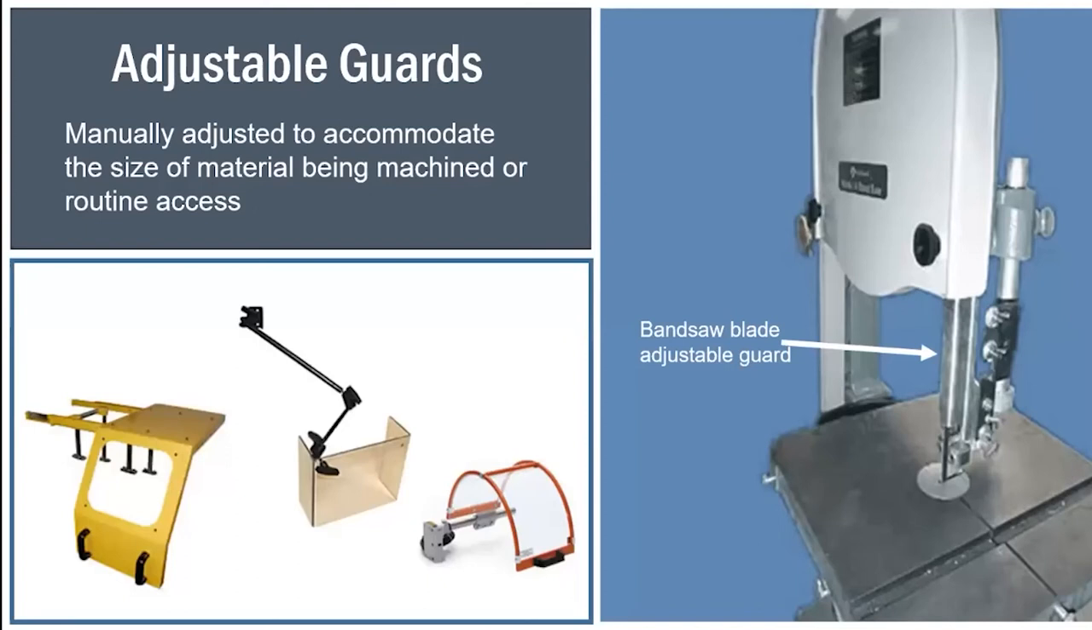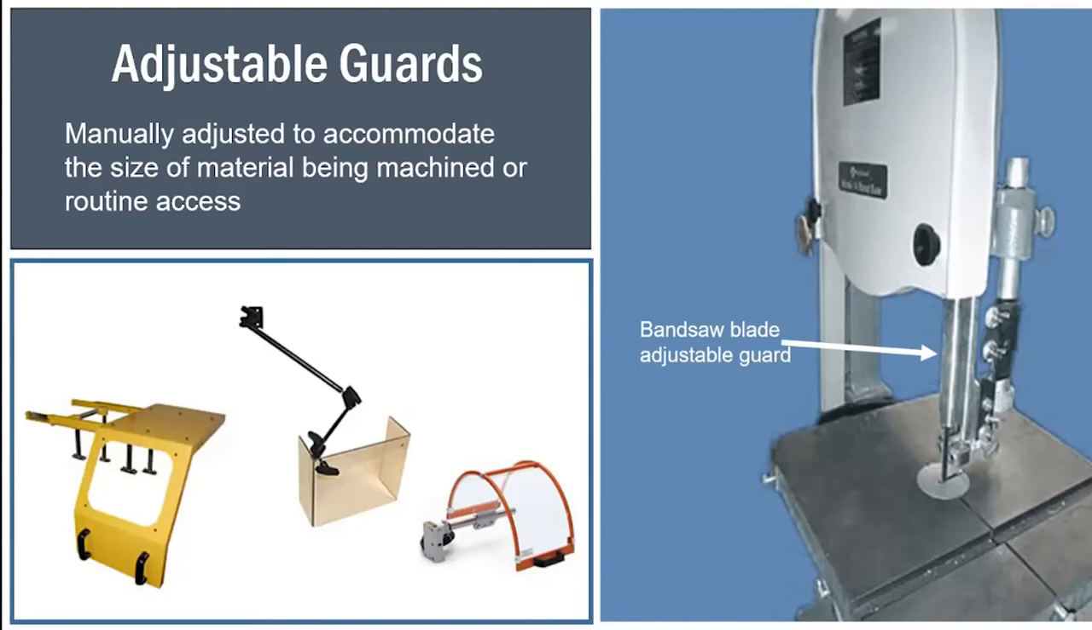Next class of guards would be adjustable guards. Very useful because they allow flexibility in accommodating various sizes of stock material that you're working. But because they require an operator to adjust them, they're subject to improper use. Commonly see that in vertical and horizontal bandsaws where this adjustable guard would be left in the wide open position, so you don't have to deal with adjusting it every time.